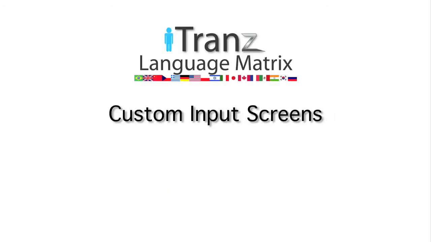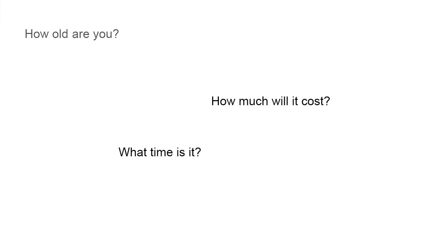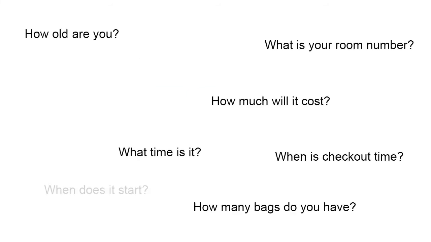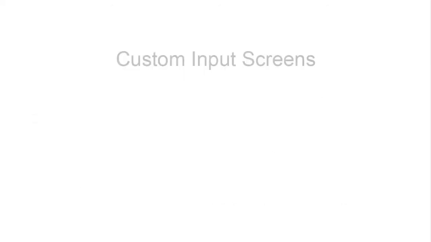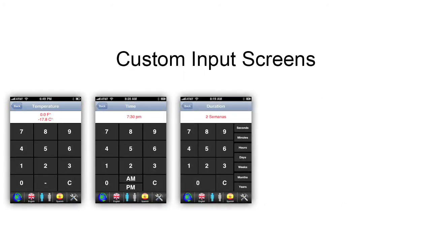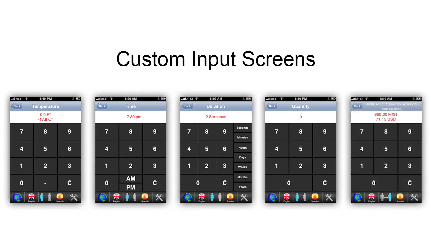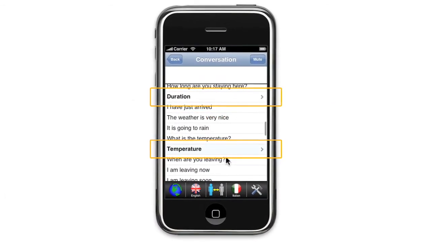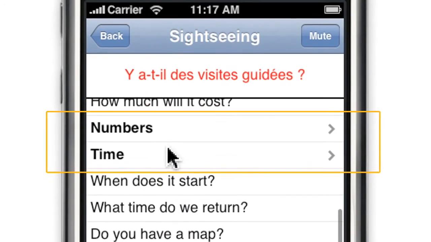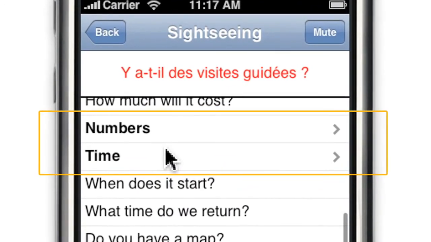Certain conversational situations require specific numerical responses. The software takes this into account by incorporating several custom input screens dedicated to temperature, time, duration, quantity, and currency. These customized numerical entry screens are also strategically placed throughout the software, giving the user easy access.